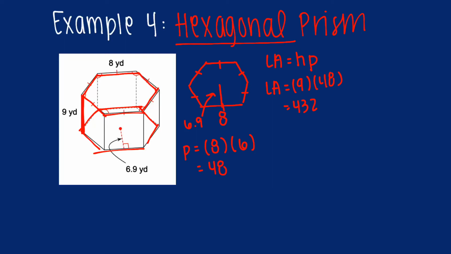Remember, lateral surface area would be all of these faces, not including the top and bottom bases. So like if I was to wrap it with paper around it and not include the top or the bottom, that's what the area would be. And the last part is to find the total surface area, which is that lateral, so 432 plus 2 times the area of the base.